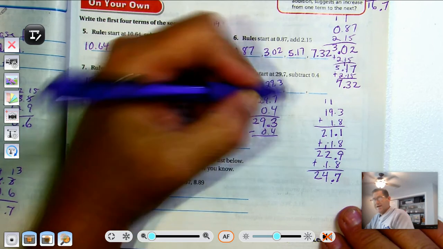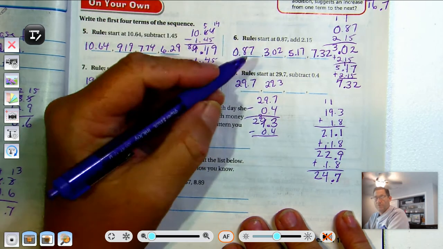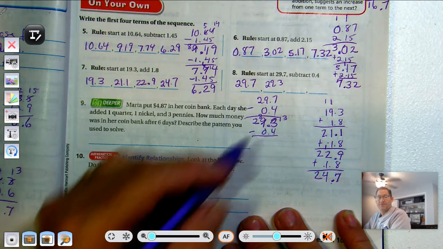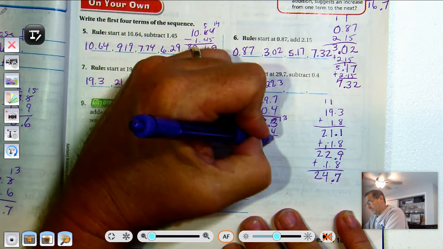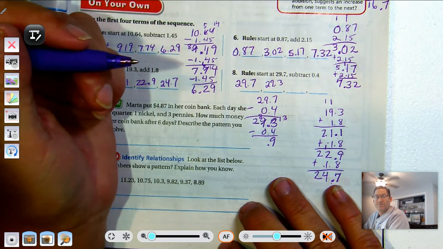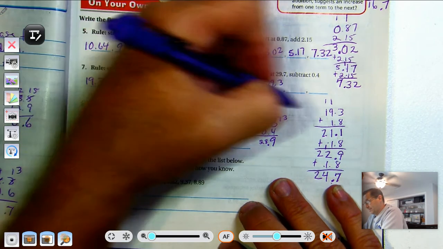Subtract 4 tenths from that. You can't take 4 tenths from 3 tenths. So regroup and give 10 tenths to the tenths. 13 tenths, take away 4 tenths is 9 tenths. Place the decimal and subtract the whole numbers. 28 take away nothing, 28.